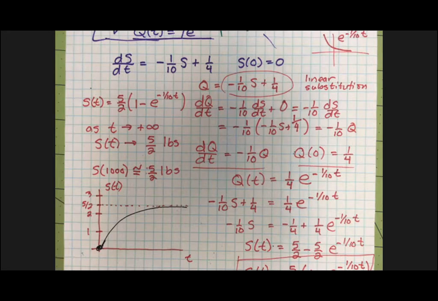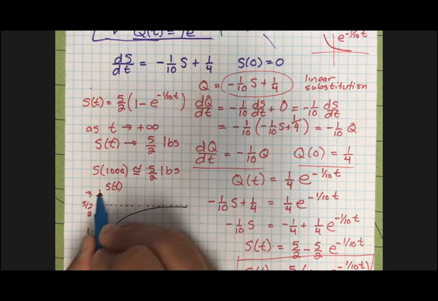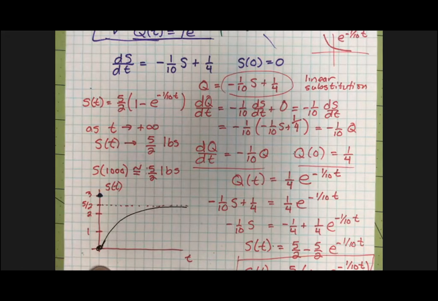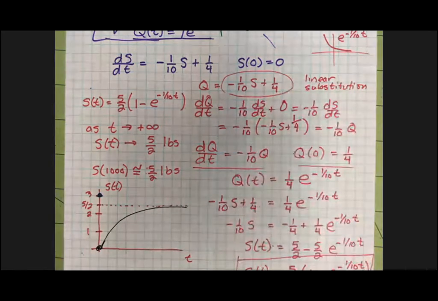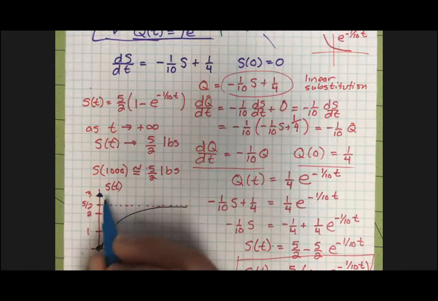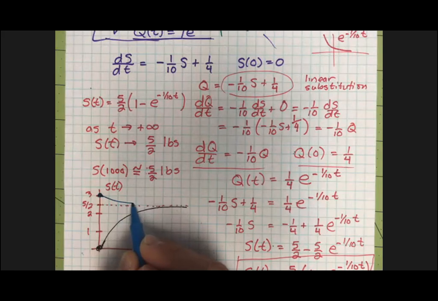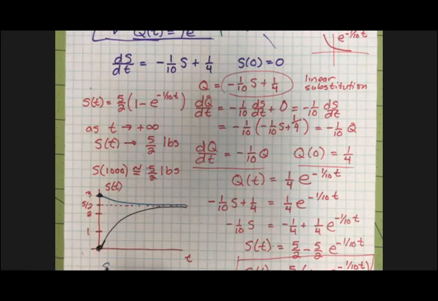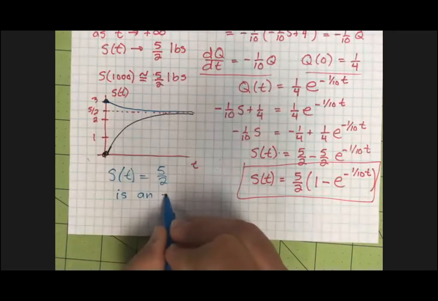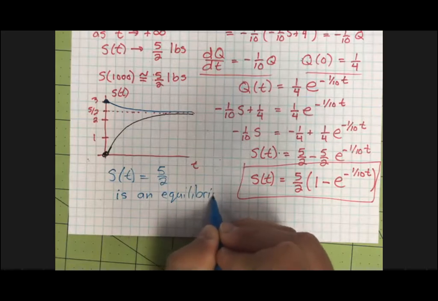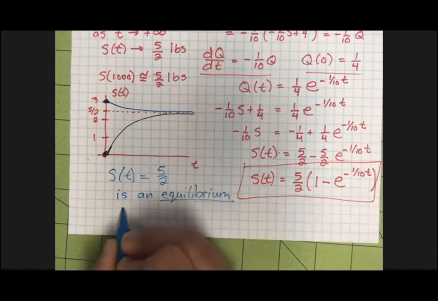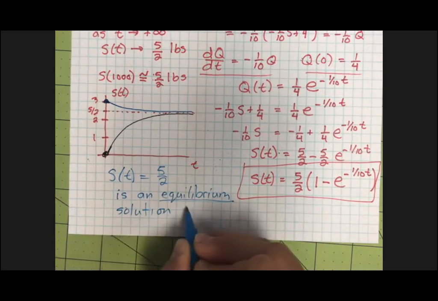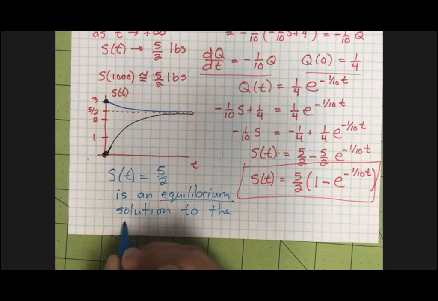And even better, what if I had started with 3 pounds of salt in the tank instead of zero? Even then, you could rework the whole problem, but all you're going to get is the salt draining off and stabilizing at 2.5 pounds. Why do I stabilize at 2.5 pounds? Because s of t equals 5/2 is an equilibrium solution. This is how we relate to 1.6. An equilibrium solution to the initial value problem.